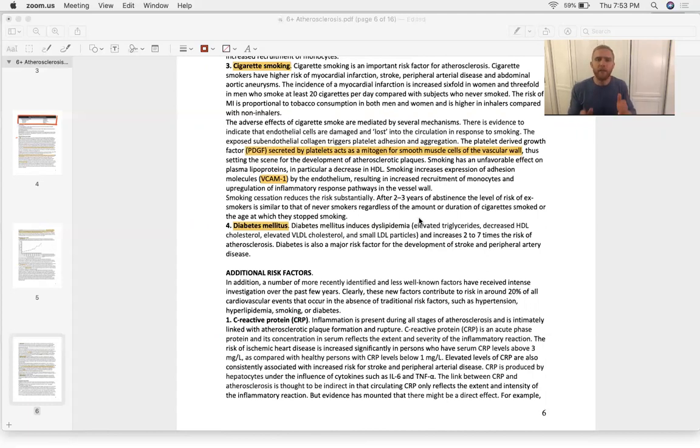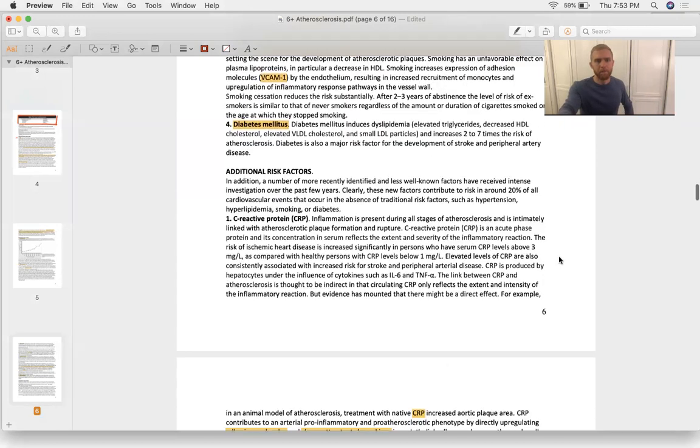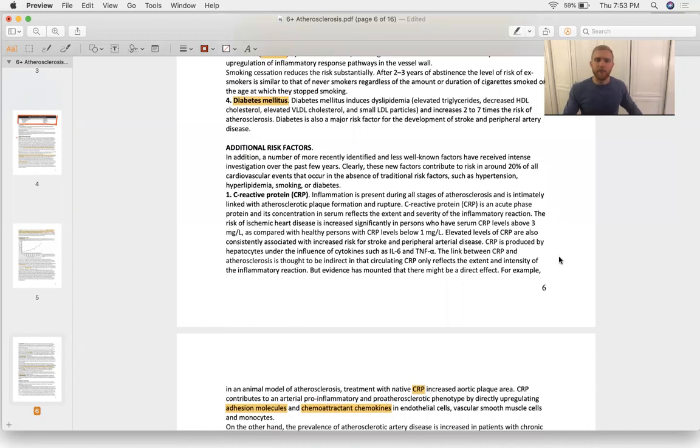That is a theme that we will see repeated quite frequently throughout all of this SDL, the VCAM expression as a sign of endothelial damage. And diabetes, finally, is a risk factor. Technically, it's a risk factor.